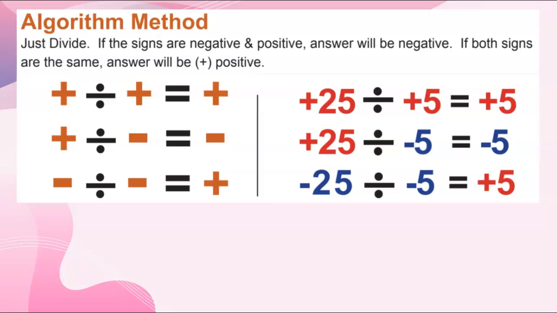So what we're going to do today is practice these sign rules for our multiplication and our division. It's pretty simple once you remember that if it's same signs, the answer is always positive. If it's different signs, the answer is always negative. After that, it's just regular division.